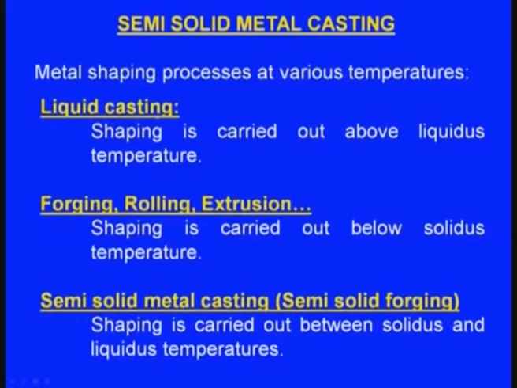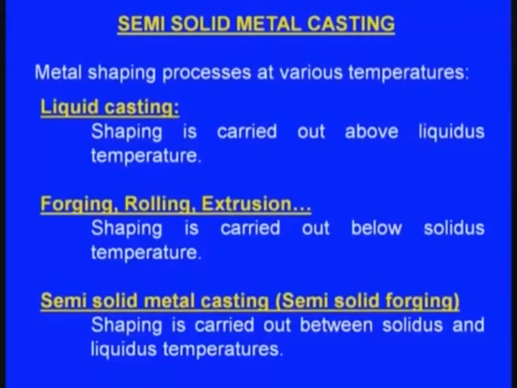If we see the liquid casting, shaping is carried out above the liquidus temperature. No doubt, if we are making a casting, we melt the metal above the melting point or above the liquidus temperature, then we pour the molten metal into the mould cavity. So, that is the liquid casting. Again, there is another metal shaping process, that is the forging, rolling, extrusion. So, all these constitute the forming process. So, here how we get the required shape? We get the required shape below the solidus temperature.